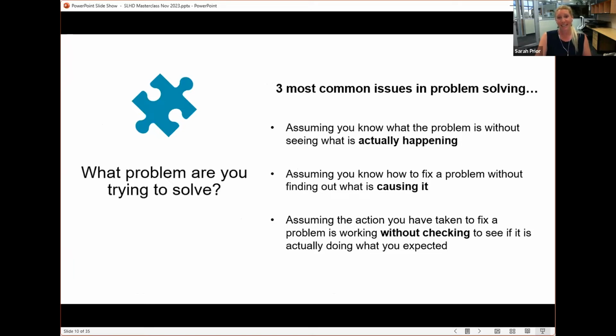So there are three major issues that arise when people are trying to define a problem, particularly in healthcare. So something to think about next time you'd like to make a change. Don't assume you know what the problem is without looking at what is actually happening. Don't assume you know how to fix a problem without finding out what's causing it. And don't assume that the action you've taken to fix a problem is working without checking if it's doing what you thought it should be.